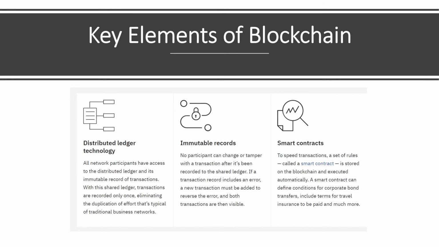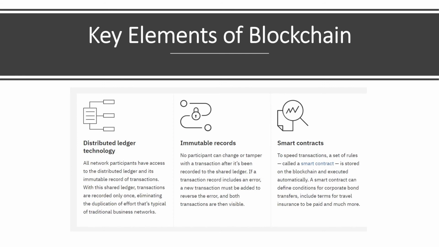Now we will talk about key elements of blockchain. There are three main elements within a blockchain ecosystem. The first one, distributed ledger technology, the DLT. All network participants have access to the distributed ledger and its immutable record of transactions. With this shared ledger, transactions are recorded only once, eliminating the duplication of effort that's typical of traditional business networks.